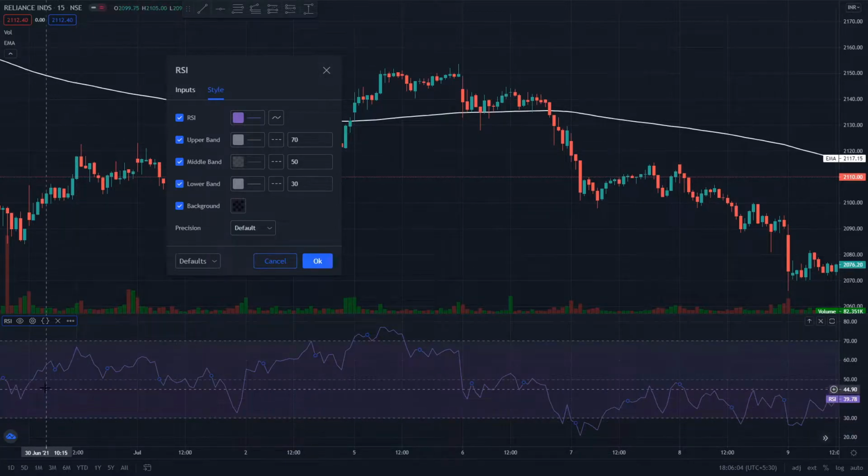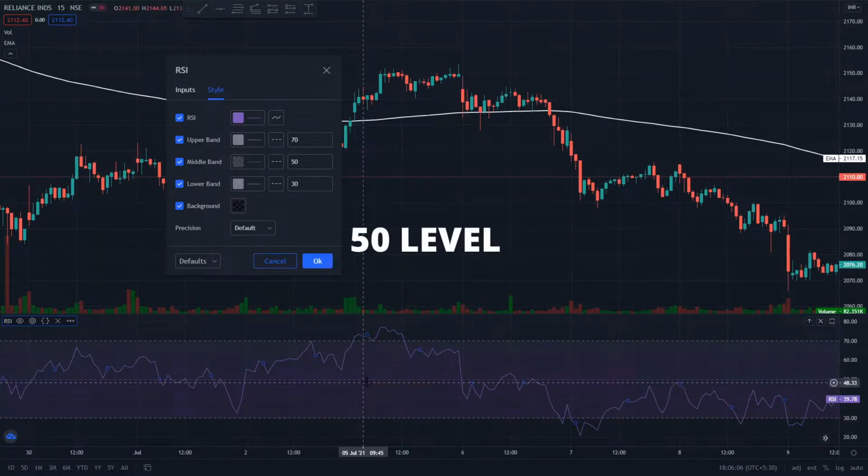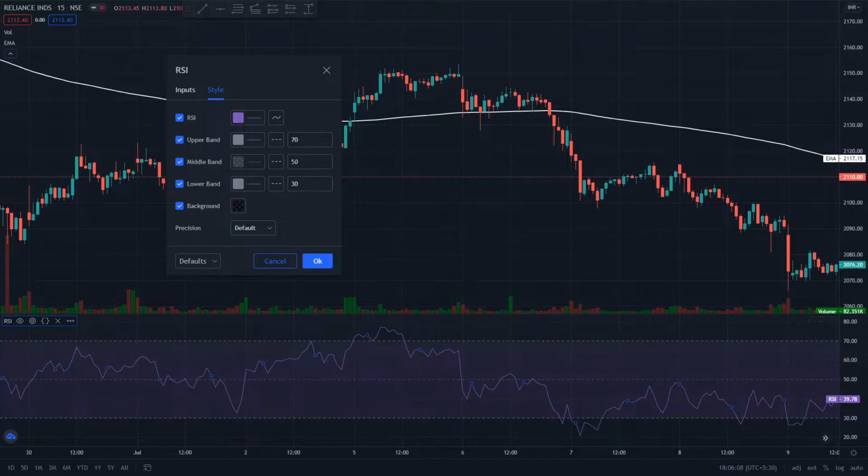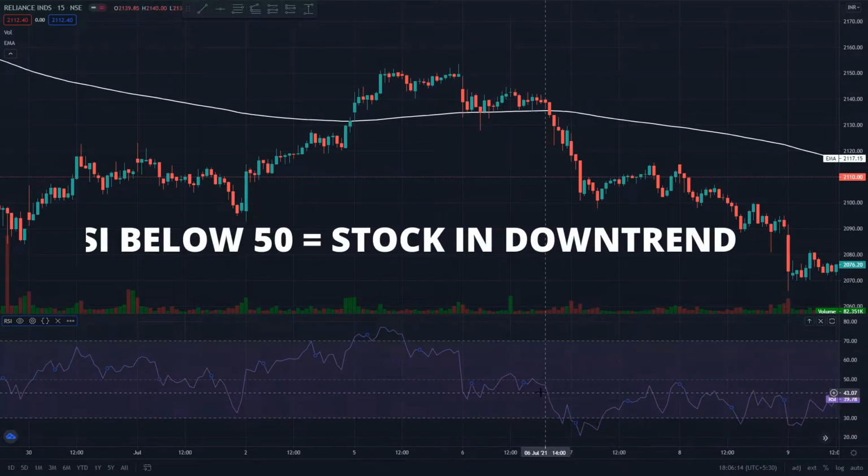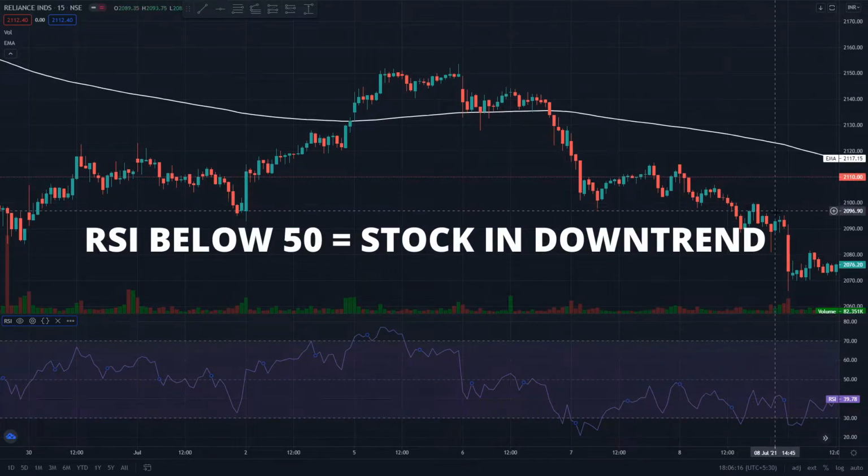Well, there is another level called the 50 level. Generally, when RSI is above the 50 level, the stock is considered to be in an uptrend. Similarly, when the stock is below the 50 line, it is considered to be in a downtrend.